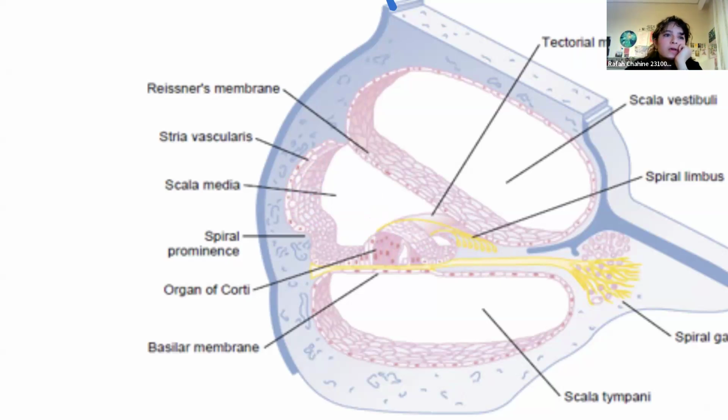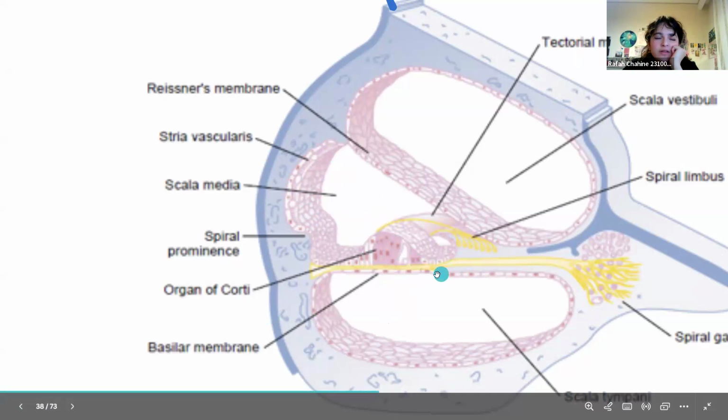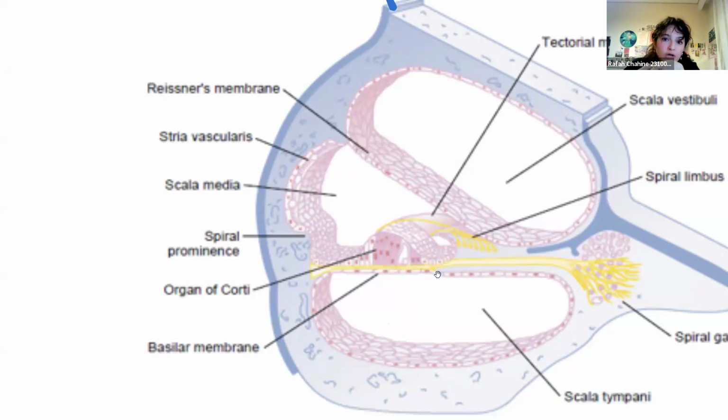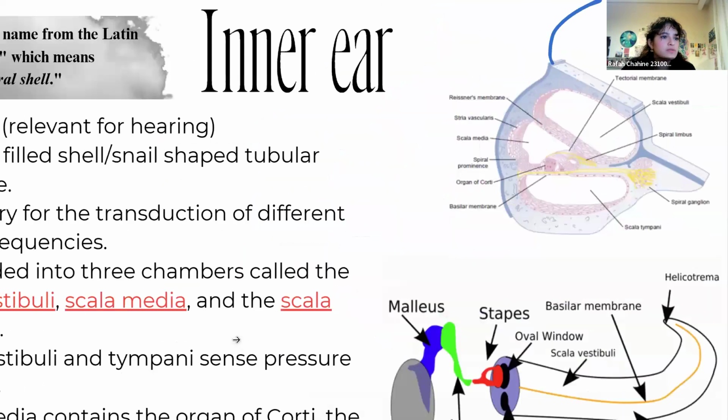Now, in order to separate between the scala media and the scala tympani, which is the one below it, we have this basilar membrane. The basilar membrane will be mentioned a lot because we're going to talk about it in terms of vibration, and we're going to understand how that happens in a bit. To separate the scala media from the scala vestibuli, we have the Reisner's membrane, which is the one above it. Okay? Is there anything that I missed here?